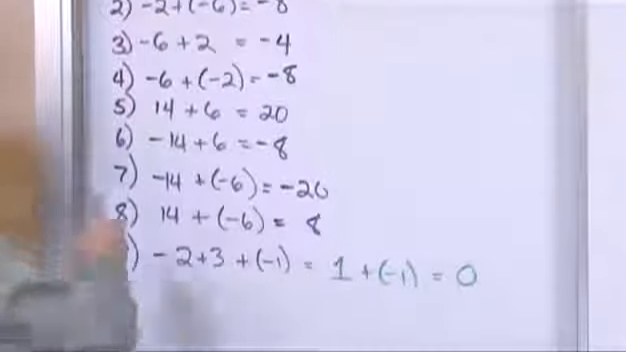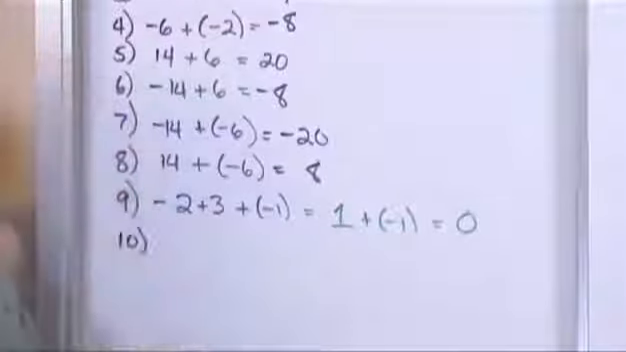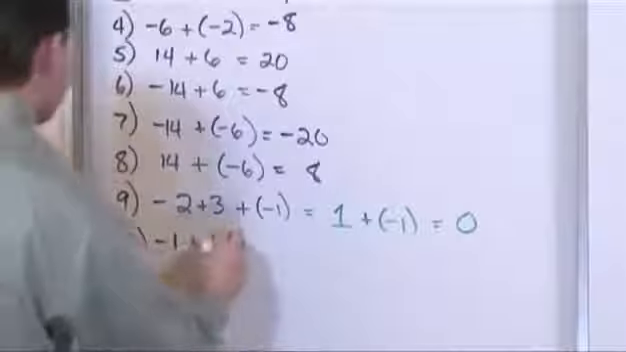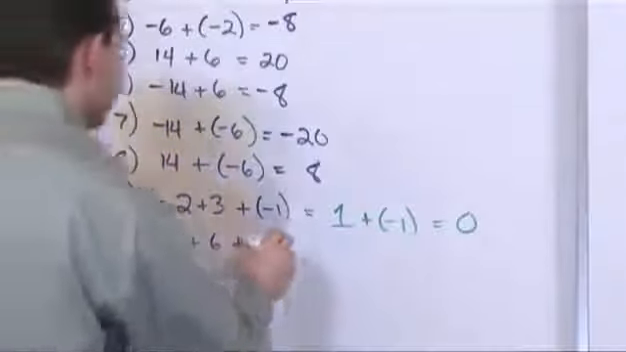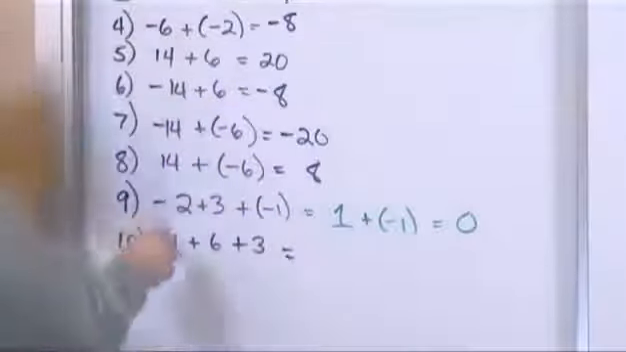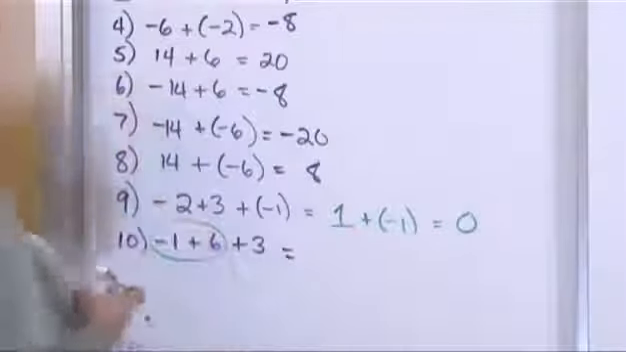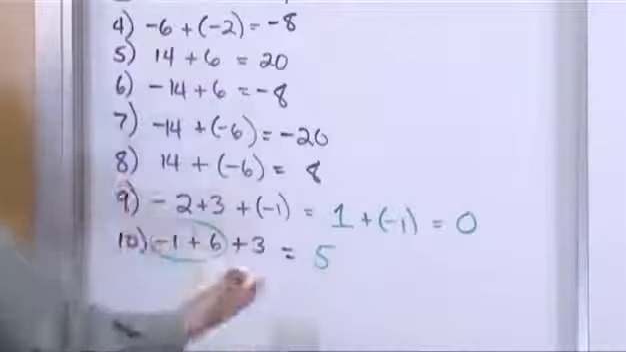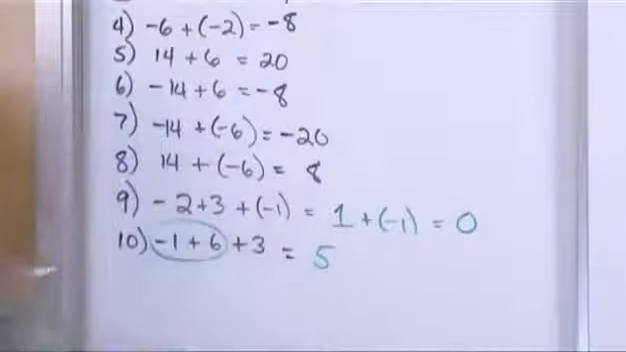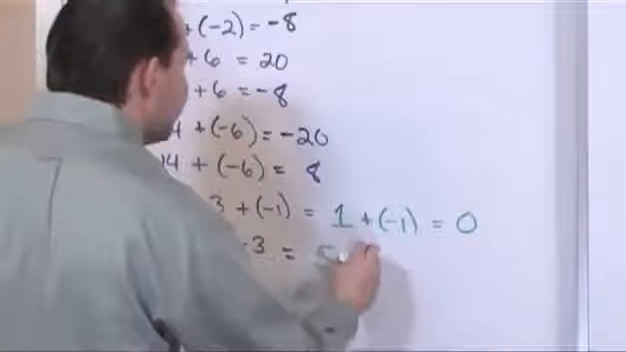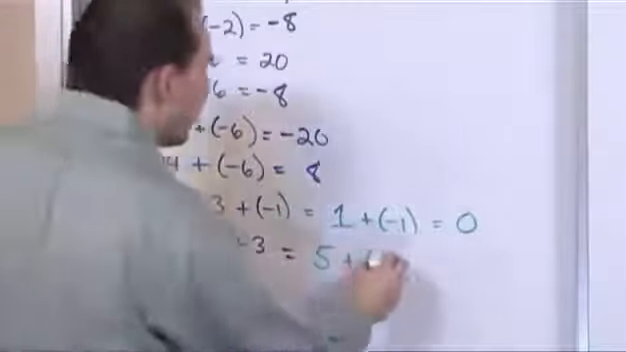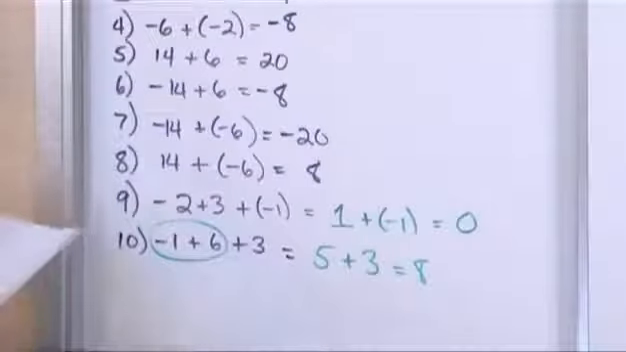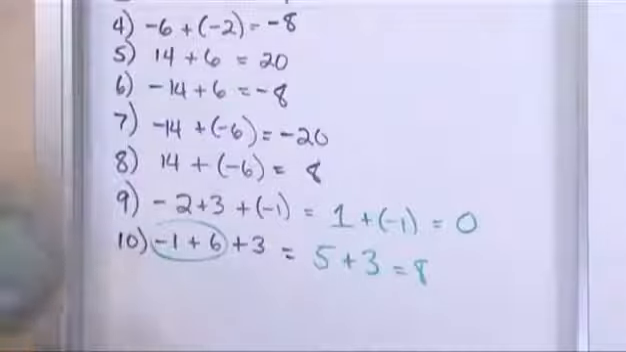Okay? Now let's say I have negative 1 plus 6 plus 3 is equal to, you work left to right. So first, let's deal with this. Negative 1 plus 6 is going to be positive 5 because 6 minus 1 is 5, and the sign always comes from the bigger number when we're subtracting like that. We still have to have our plus 3 that's still here. So 5 plus 3 is 8.